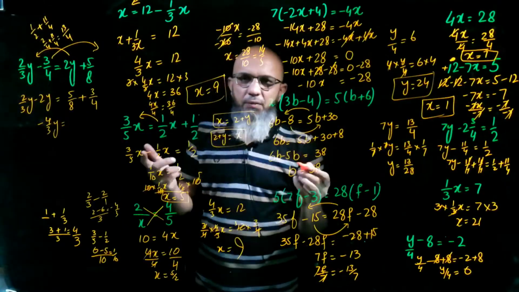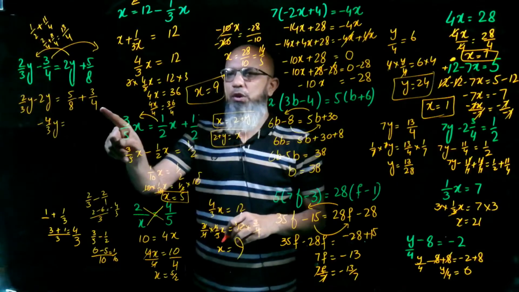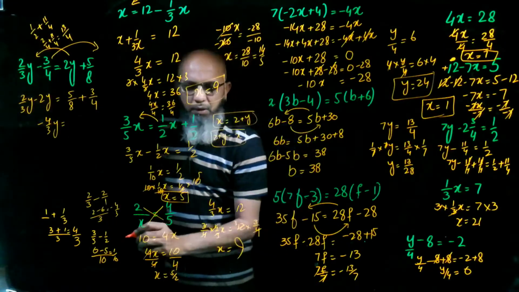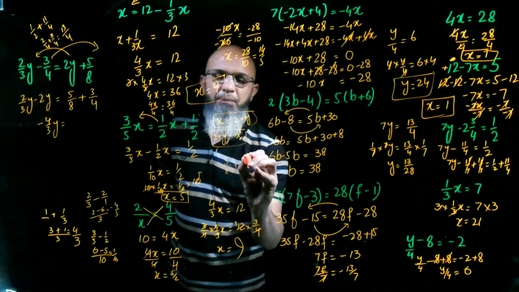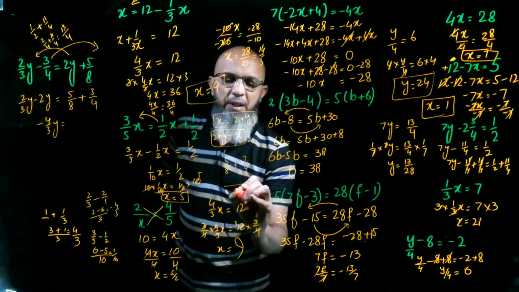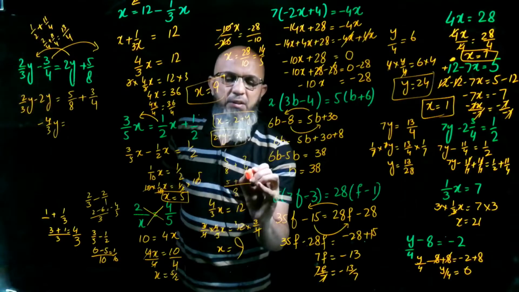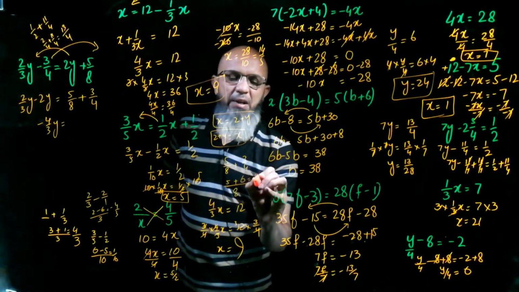So again the fraction form, with the denominator. 4 2s are 8. You can do it. 5 over 8 plus 3 over 4. What will be the LCM? 8 is the LCM. 5 plus 4 2s are 8. That comes 11 over 8.